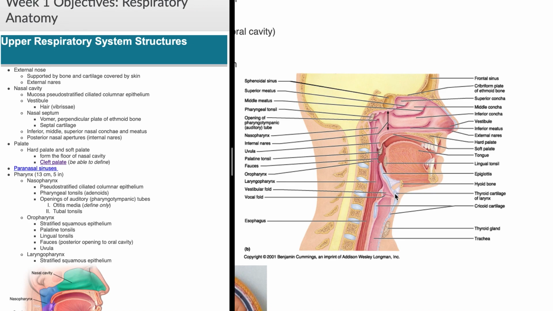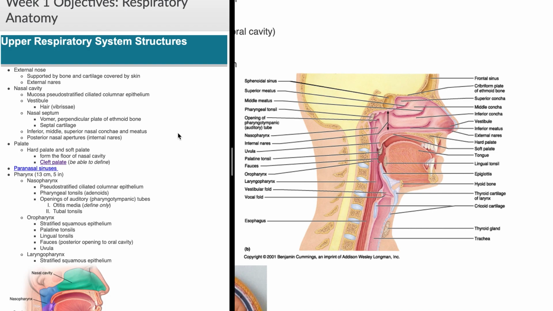And so in this video, what we're talking about are upper respiratory system structures. So let's start from the very top. The top of your sheet right here: external nose. That's made up of an opening called the external nares. That's literally what you put your finger through when you pick your nose. It's simply the name for the opening, the external nares.